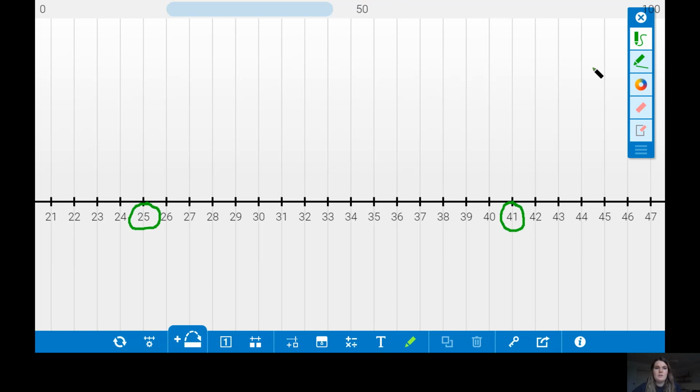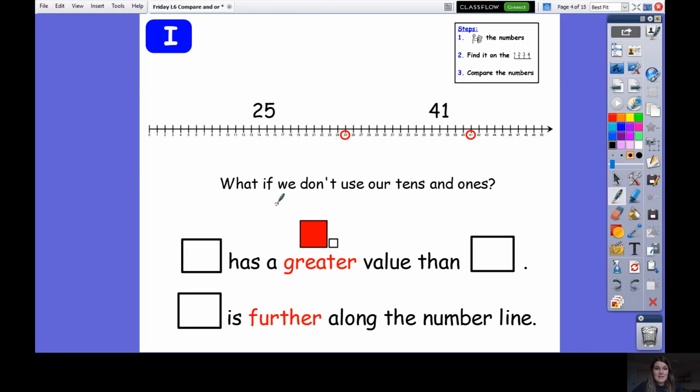Now, just looking at those two numbers, one of them is further along the number line than the other one. If I was to zoom my number line out, which number is the furthest along? Well done. 41 is the furthest number along. So which number is greater? 41 is the greater number because it's further along the number line than 25. Fantastic. So we know 41 is the greater number.